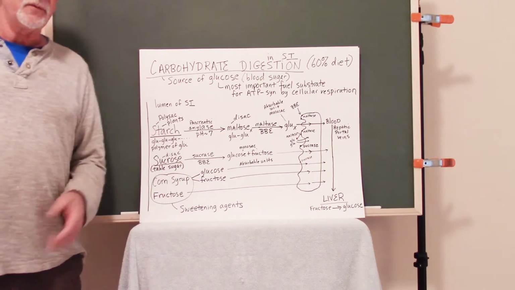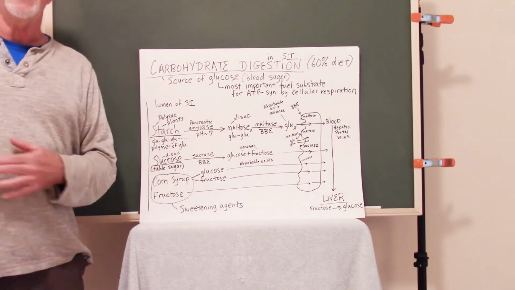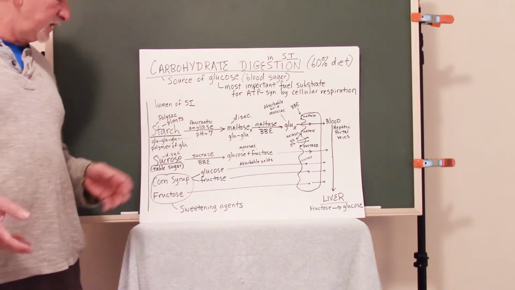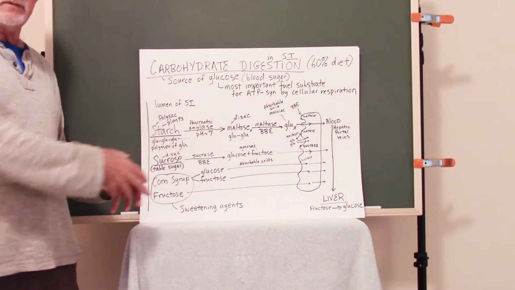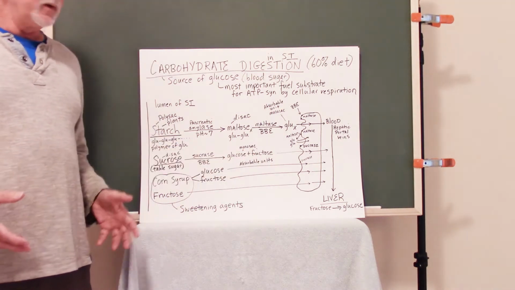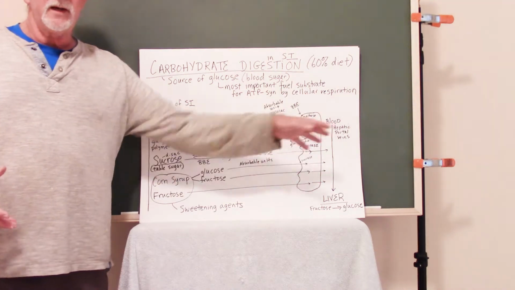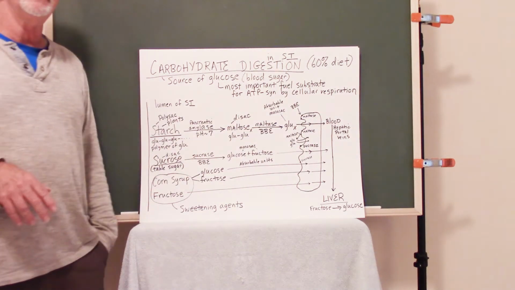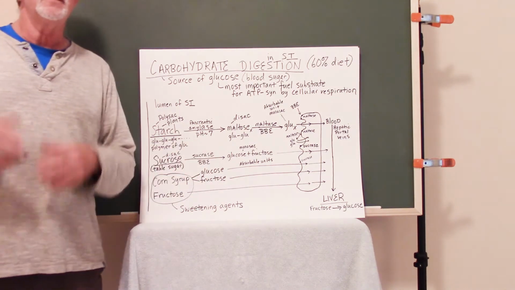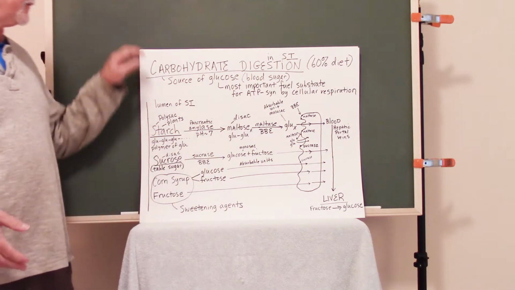Fructose all by itself is a sweetening agent that's added to a variety of foods and beverages. And the fructose that comes in with our diet is an absorbable unit, and it too would be carried through those cells and then taken to the liver, where the fructose that comes in is converted ultimately to glucose.